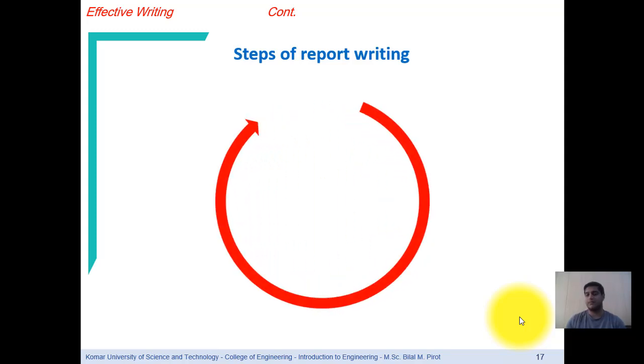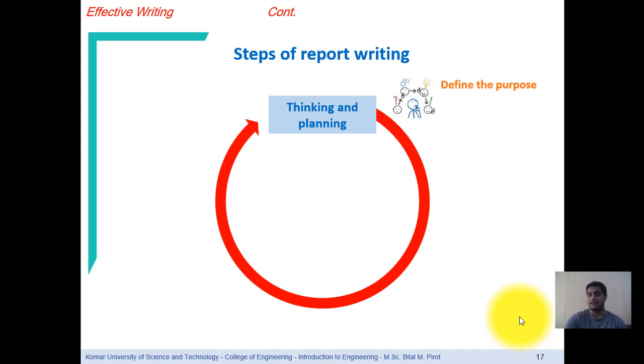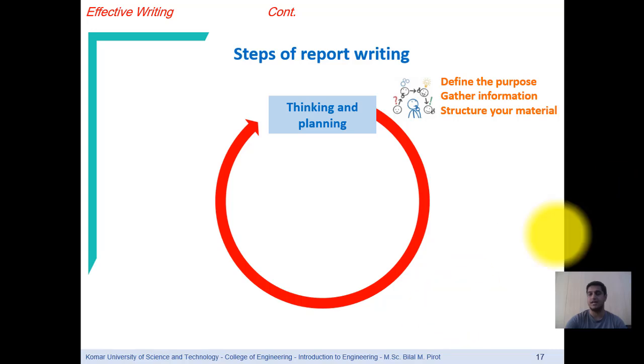There are some steps for writing reports, and as I told you, I will share a report on how to write reports, and the steps of writing the report are presented in detail. You can take benefit for writing your future reports. There are 4 main steps for writing any report. The first step is thinking and planning. Before writing any report, you should think about the topic. Then you should plan for your writings. After that, you should define the purpose. You should gather information, and you should structure your material. Those steps are very important.